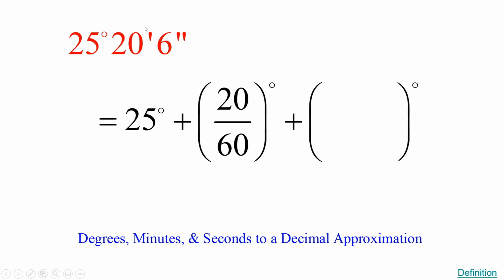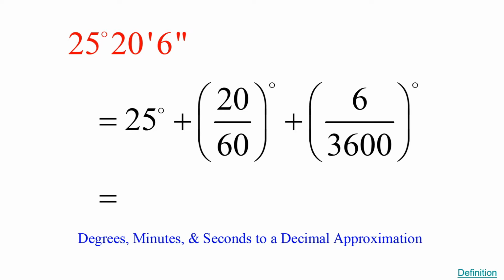Plus, and now we're in seconds. So this is going to be 6. And now think about that. There are 60 minutes in 1 degree, and there are 60 seconds in 1 minute. Therefore, there would be 3,600 seconds in 1 degree. So that's 6 over 3,600. And now you just punch this out on your calculator.